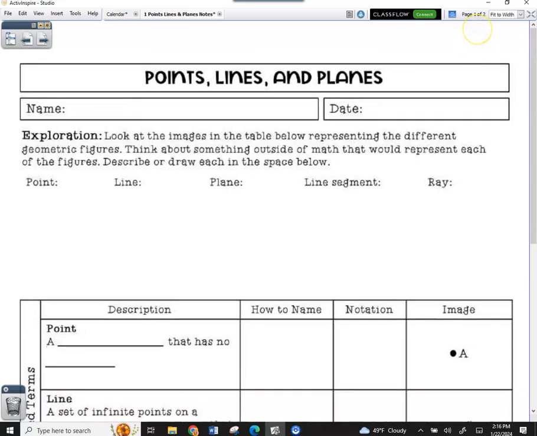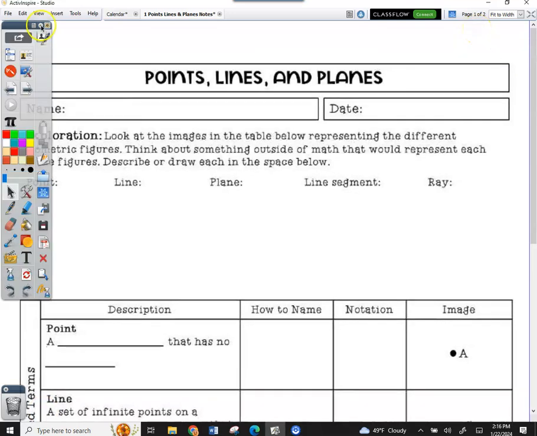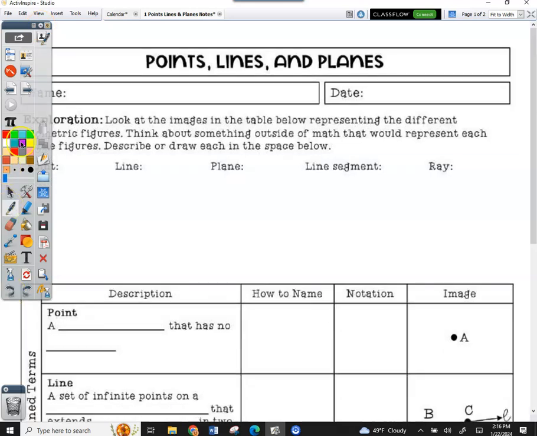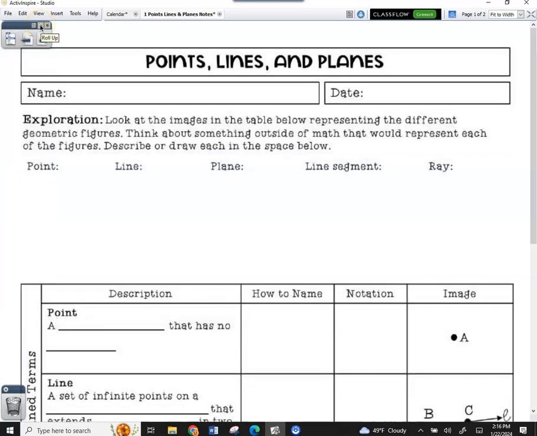Okay, this is page 10. Remember, whatever I write, you write, even if you think it's silly. Give me your full attention.